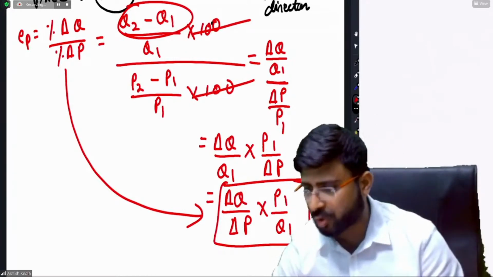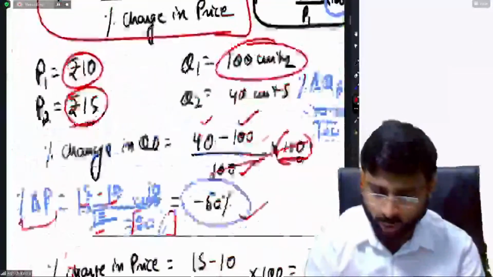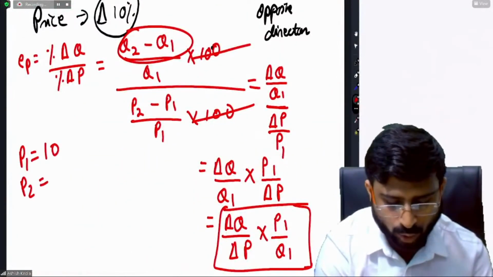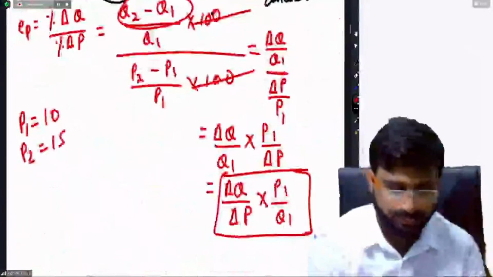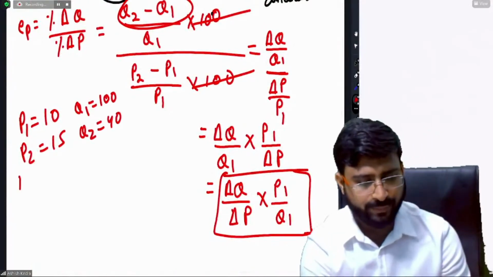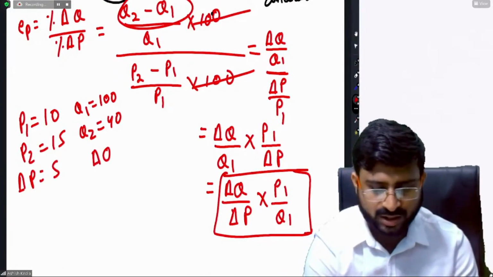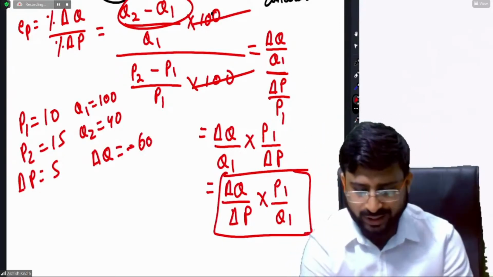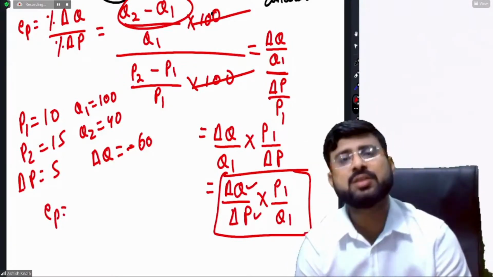Now let's discuss this question again, the same question that we did. The price was 10 and increased to 15. Quantity was 100, fell to 40. So the change in price is 5 rupees, and the change in quantity is 60 units. When we compute price elasticity, it is change in quantity by change in price.